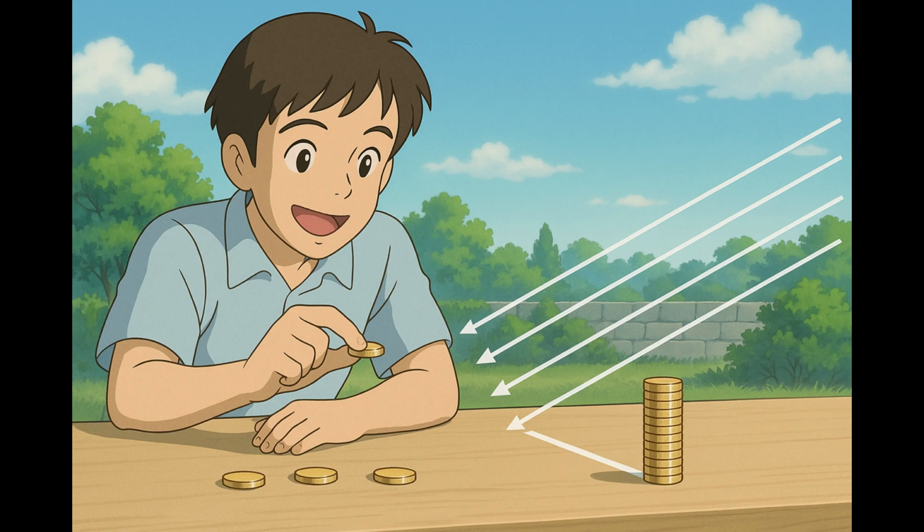In this analogy, the coins represent the parallel light rays, the level table is like the smooth reflective surface, and the aligned stack illustrates how each light ray is reflected at the same angle, maintaining order and consistency.